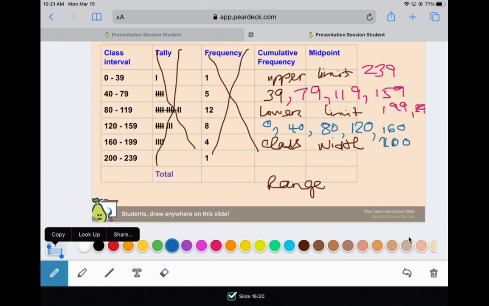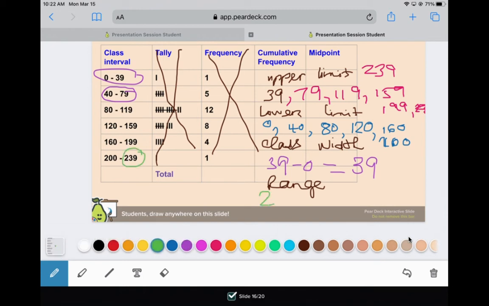So that's good. The class width is that you can choose any class, any interval. So most of you chose this one, 79 minus 40. I will take the first one because 39 minus 0 just gives me 39. I like 0 in that sense because it's easy for me to subtract. I wouldn't want to use a big number to subtract. You totally can do it, but make it easy for you. Choose the smaller numbers. The range is the highest value, which is 239.